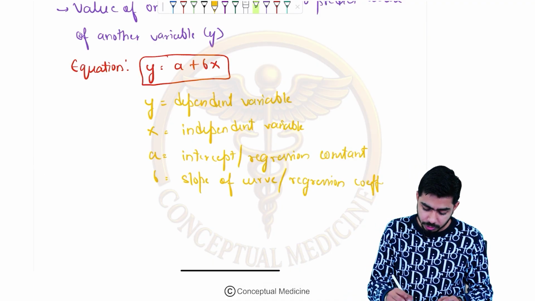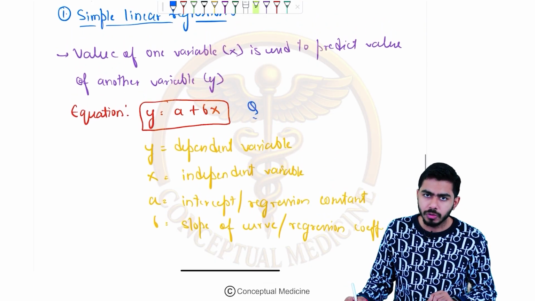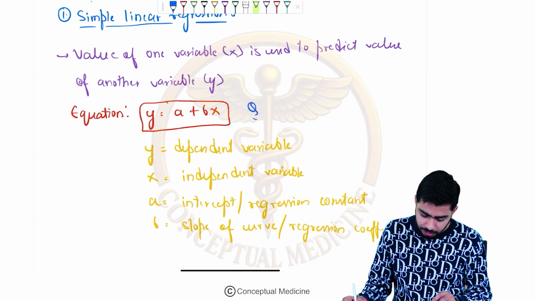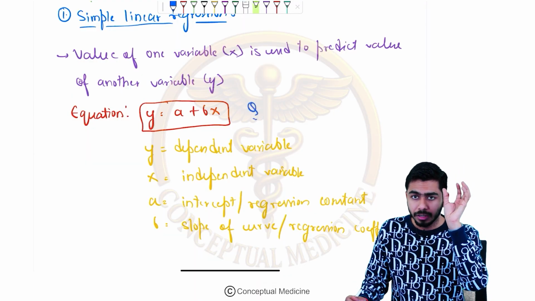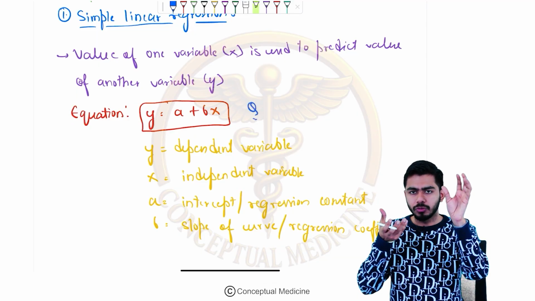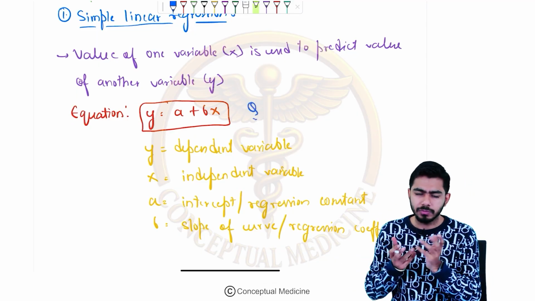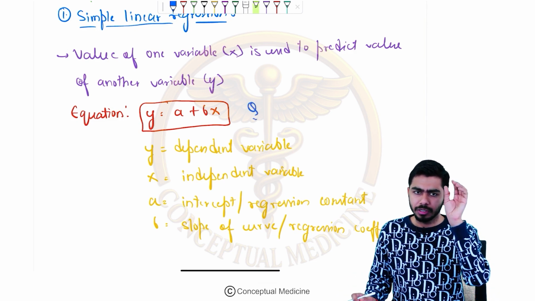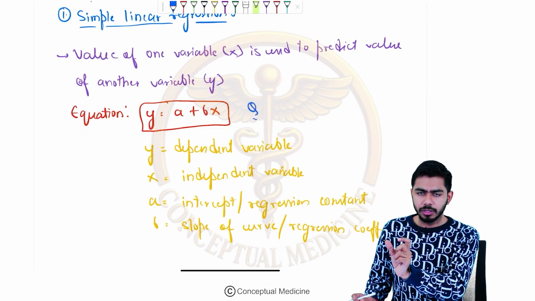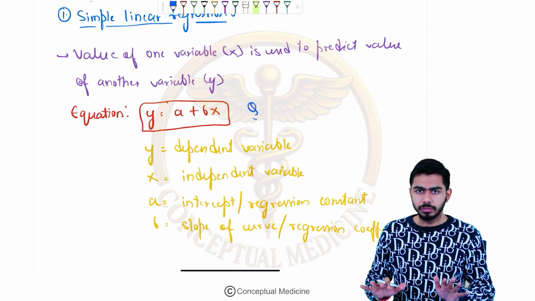However, they might be asking you only one thing over here, that y equals a plus bx is the equation which we are using for the simple linear regression. The value of one variable x might be known, and used to predict the value of another variable, that is y, or vice versa. So basically, we can use one variable to predict the value of another variable. That is the simple linear regression.